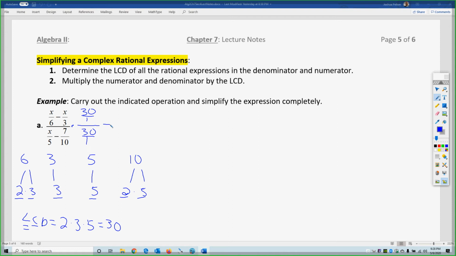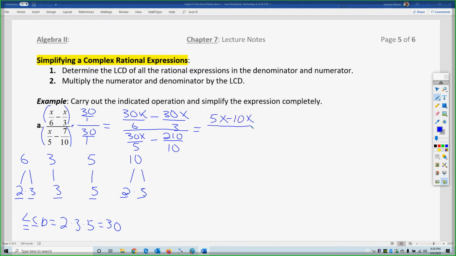Okay, there's a couple ways to do this. We just multiply straight across. So we have 30x over 6 minus 30x over 3 over 30x over 5 minus 210 over 10. Because again, you're multiplying 30 over 1 into both terms of the binomial. So simplified, I get 5x minus 10x over 6x minus 21.